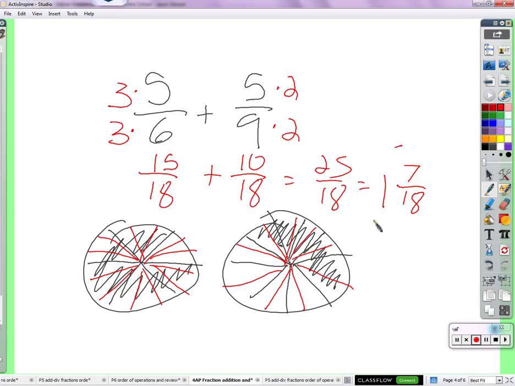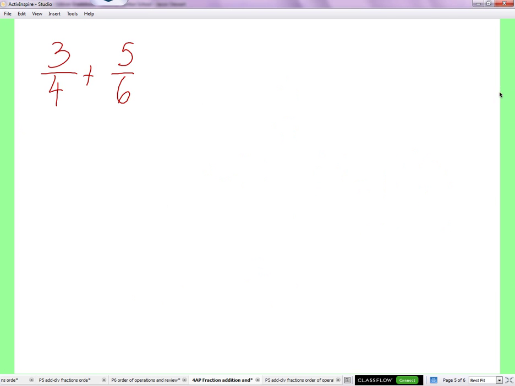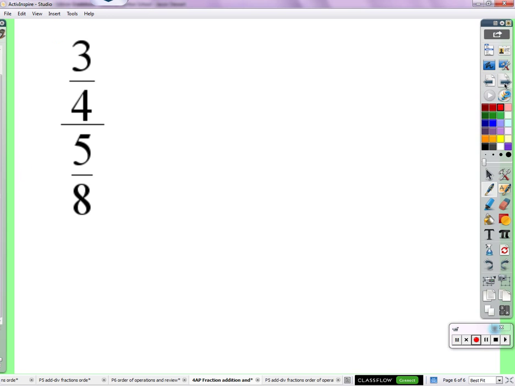All right, 1/7, 18. So, adding fractions. You cannot add things that do not have the same denominator, because the denominator is saying how big of a piece we're talking about. If they're different pieces, they're different sizes, we can't put them together. It's impossible.